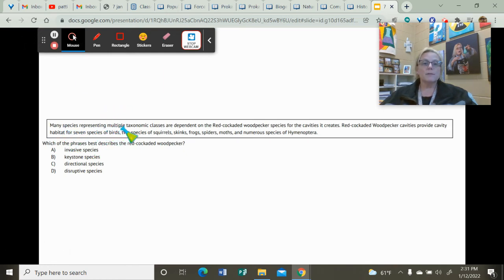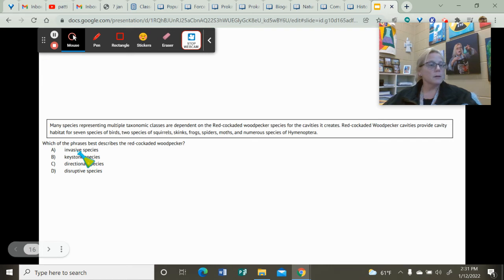Many species representing multiple taxonomic classes are dependent on the red cockaded woodpecker species for cavities it creates. Red cockaded woodpecker cavities create cavity habitat for 7 species of birds, 2 species of squirrels, skinks, frogs, spiders, moths, and numerous species of Hymenoptera. So this is really a level 1 to level 2 question, because it's wanting to know what is the definition of these words right here.